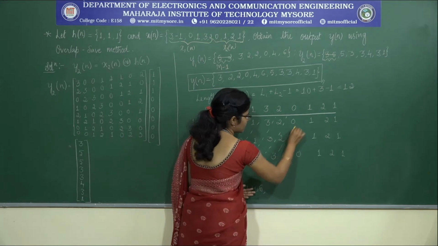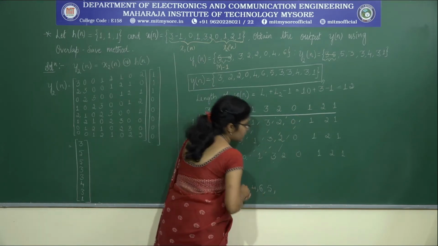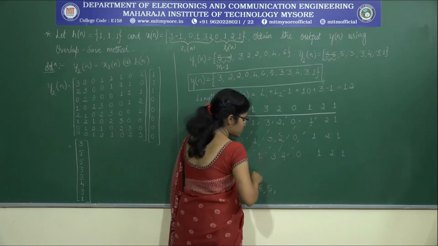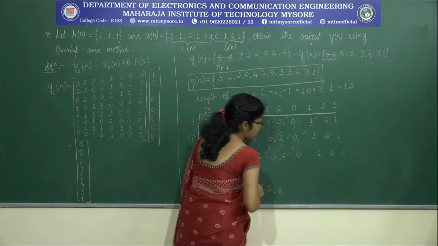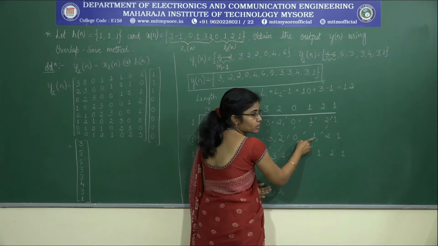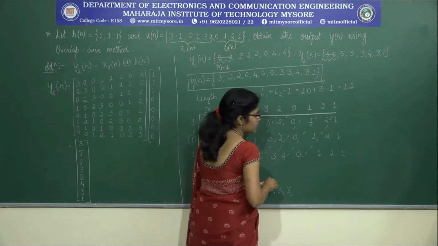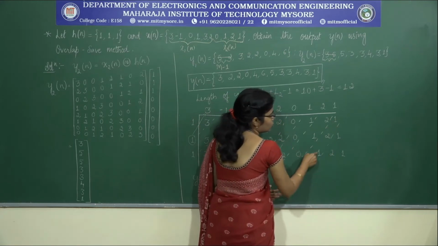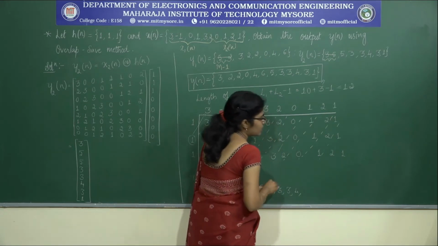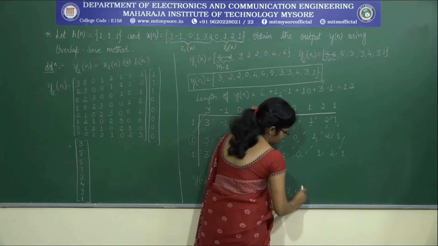Again this one. 3 plus 2 is 5, 5 plus 0 is 5. Again the next element should be this one, that is 2 plus 0 is 2, 2 plus 1 is 3. And the next addition sequence should be this one, that is 0 plus 1 is 1, 1 plus 2 is 3. So, write it down as 3. The next should be this one, that is 1 plus 2 is 3, 3 plus 1 is 4. And the next sequence should be this 2, okay, 2 plus 1 is 3.